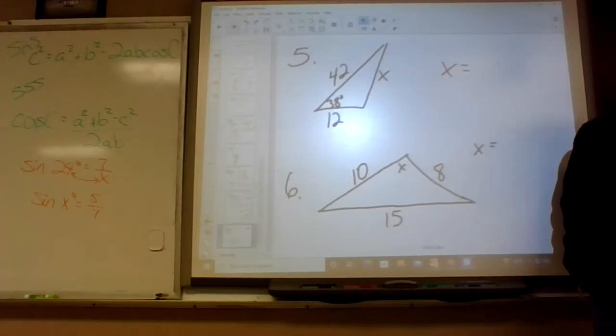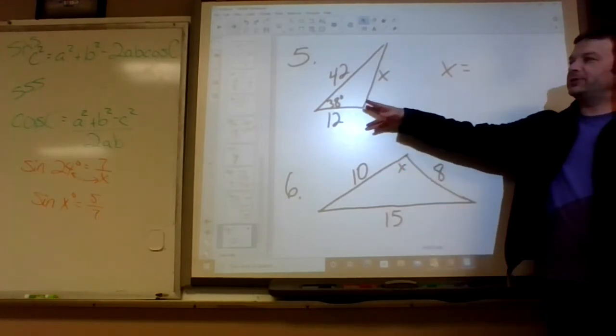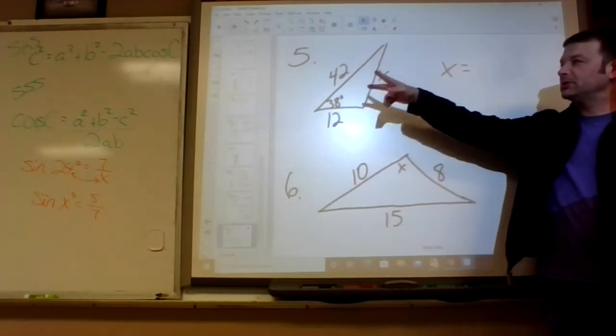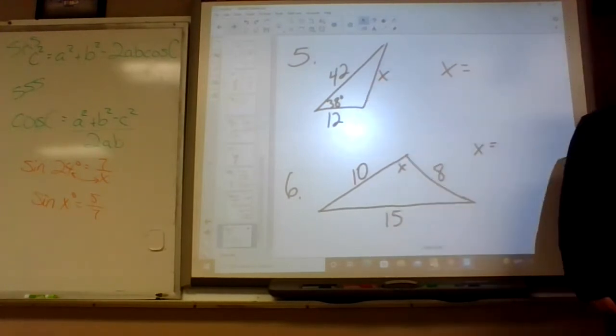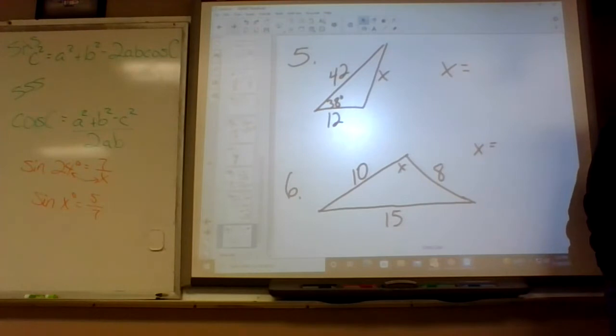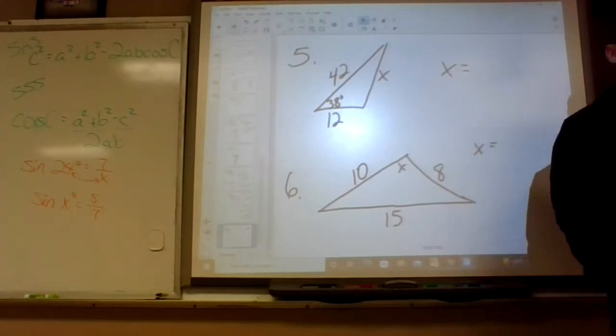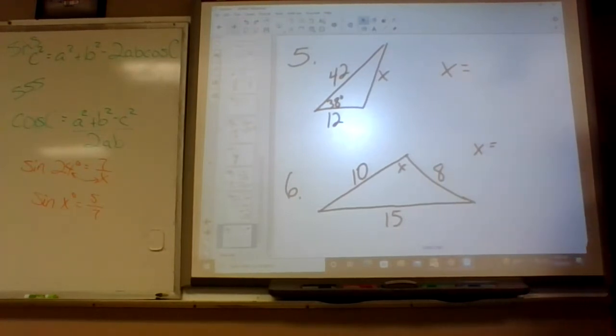Alright, I forgot how to do this, so how do we do 5? You do C squared, so in other words, log cosines. I already got the answer. Hold on, hold on. That's how you do it.